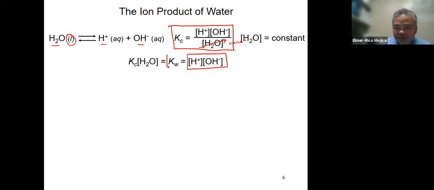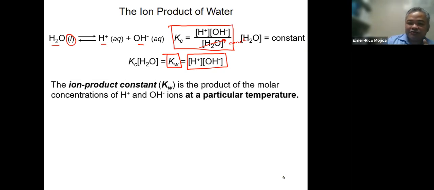And we call this Kw. The Kw that you have here, we call the ion product constant. And it's simply the product of the molar concentrations of your H plus and OH minus ions at a particular temperature.